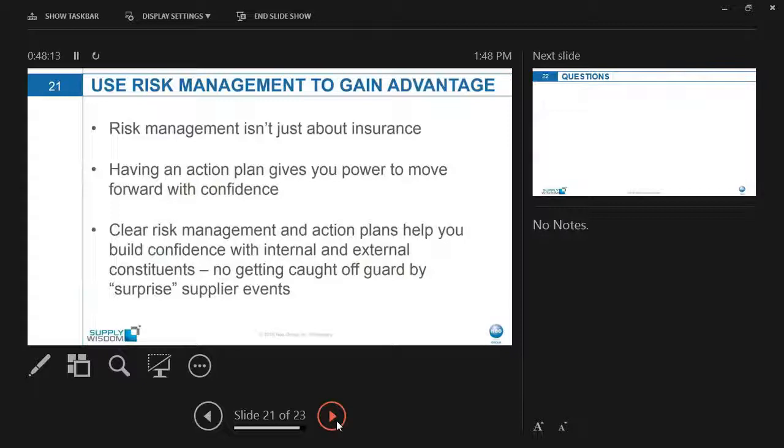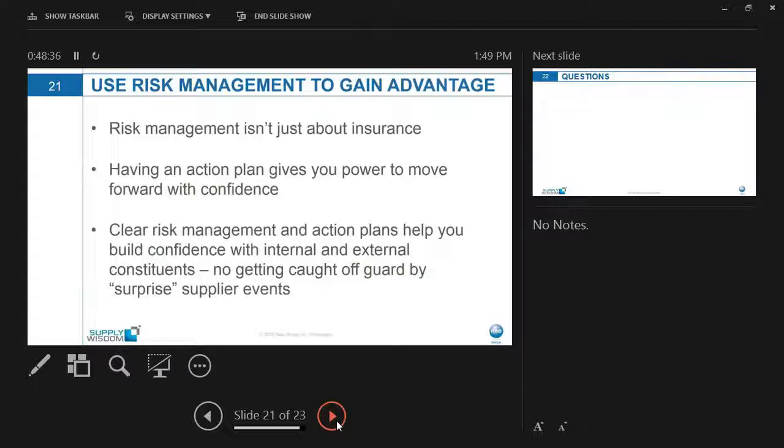That it's not just about insuring yourself against bad things that are happening, but if you have an action plan, if you know what you will do when the bad things happen, you will actually also know what to do if there's an opportunity to increase your risk to make something good happen for your company. So the action plan is really what's going to give you the power to move forward with confidence.